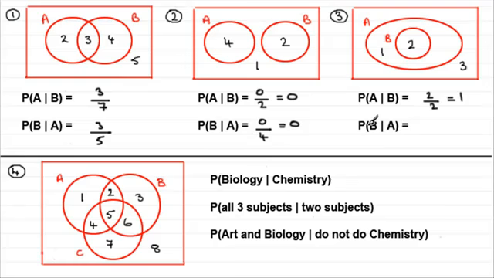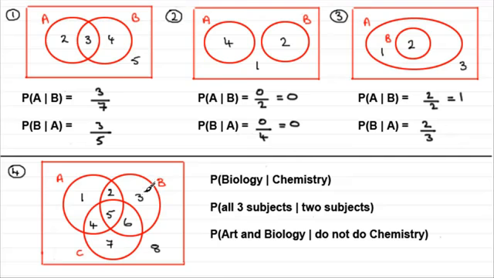And what about this one? Probability of B given A. So we know that they do art. So how many people do art? Well, it's 2 and 1, a total of 3 people doing art. So that's our denominator here, 3 people. And how many do biology? Just the 2 out of all the people doing art. So it's going to be 2/3.